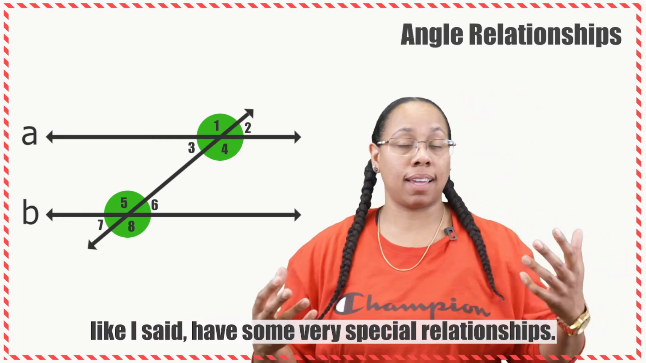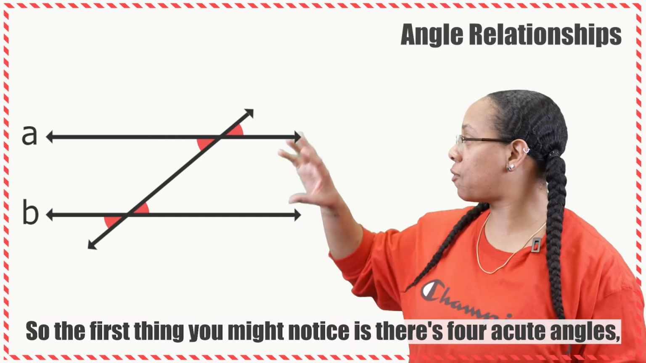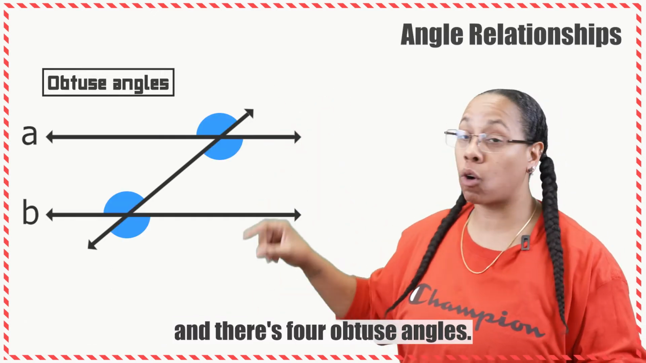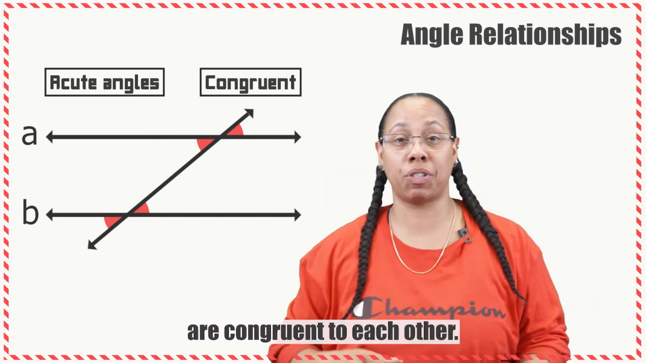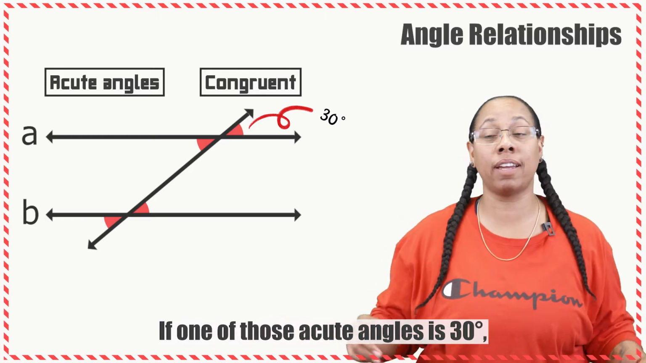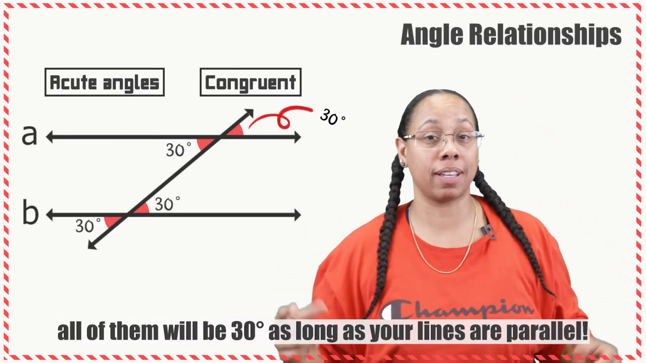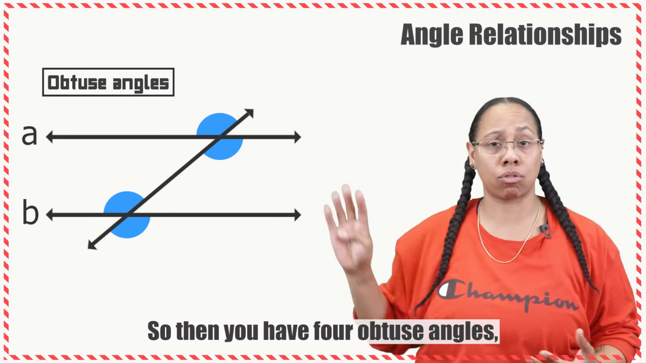And some of them, like I said, have some very special relationships. So the first thing you might notice is there's 4 acute angles and there's 4 obtuse angles. A secret is all 4 of those acute angles are congruent to each other. That means they're all the same measure. If one of those acute angles is 30 degrees, all of them will be 30 degrees, as long as your lines are parallel. Then you have 4 obtuse angles.